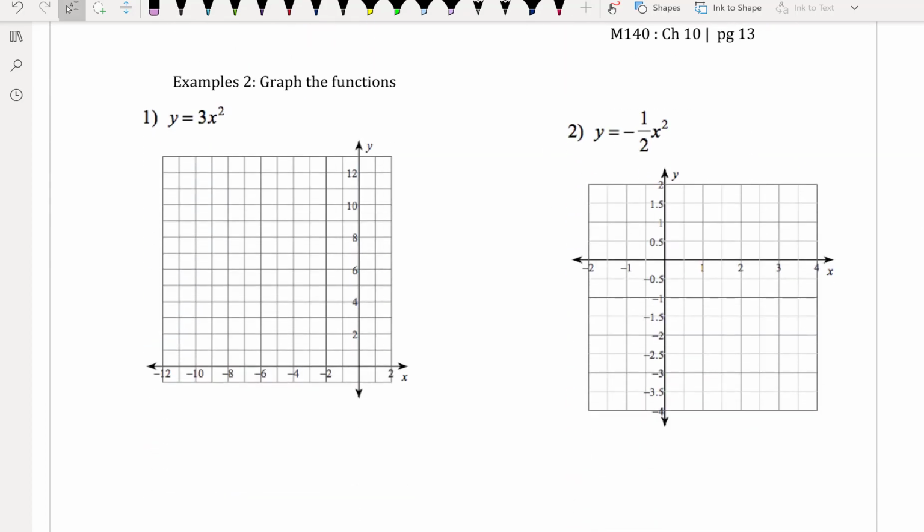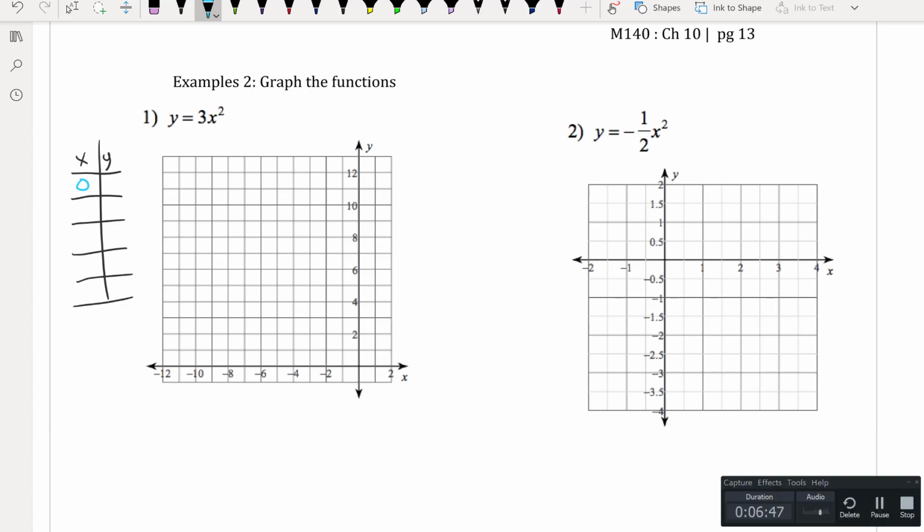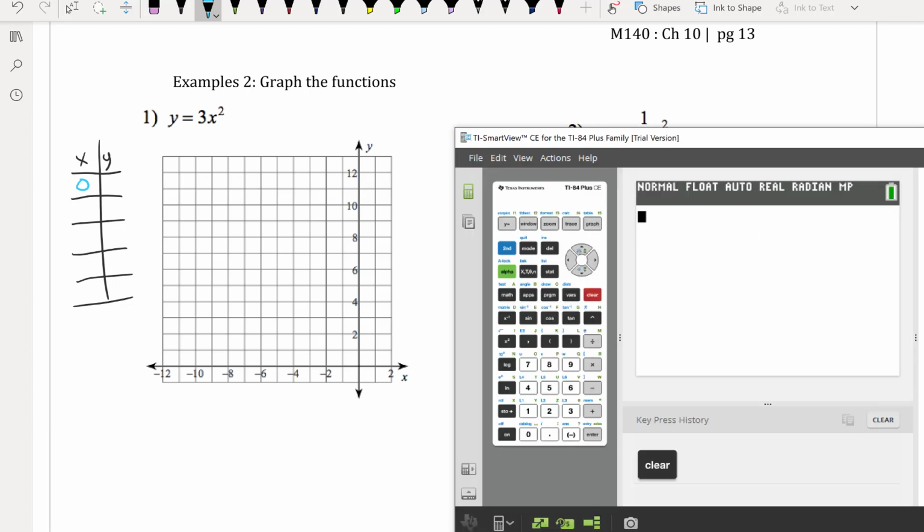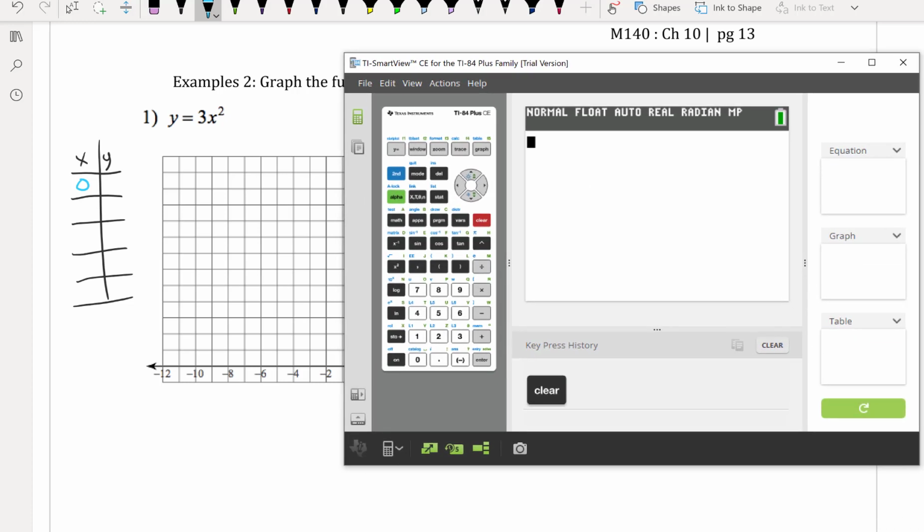So now it wants me to go ahead and graph the functions. If I want to graph the functions, the best thing to do is to find some values to plug in to help myself out. So I have my x and y values that I can use. I think that 0 is always a good value to plug into my equation. So let's see if I can get that calculator app back up. So here is my calculator. I'm going to go ahead and plug in some values.